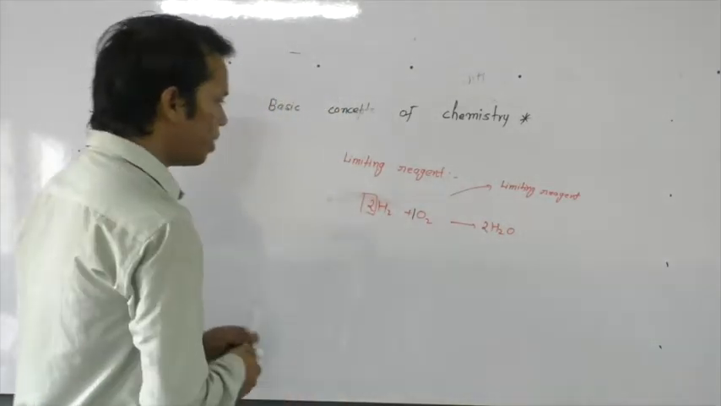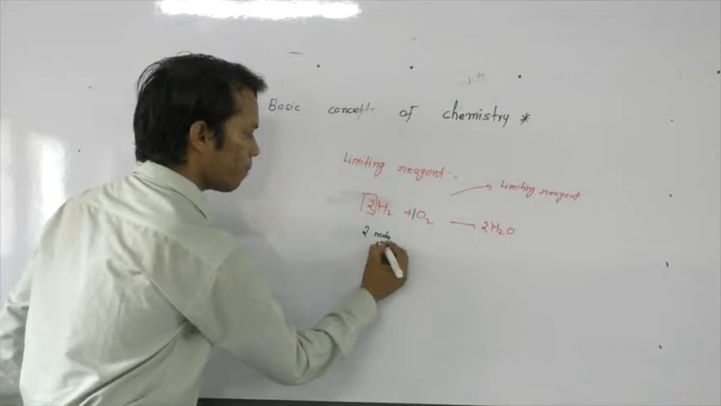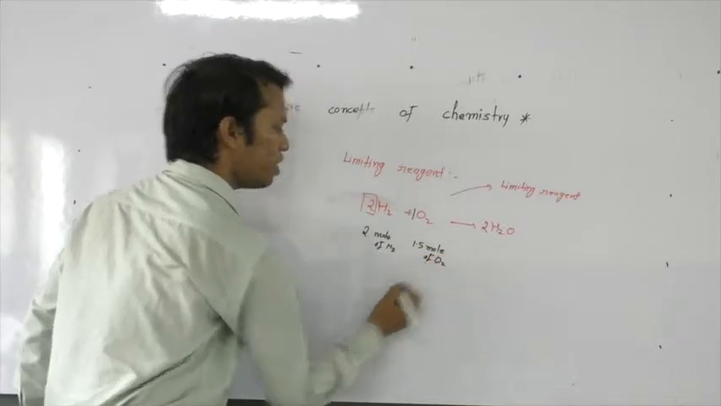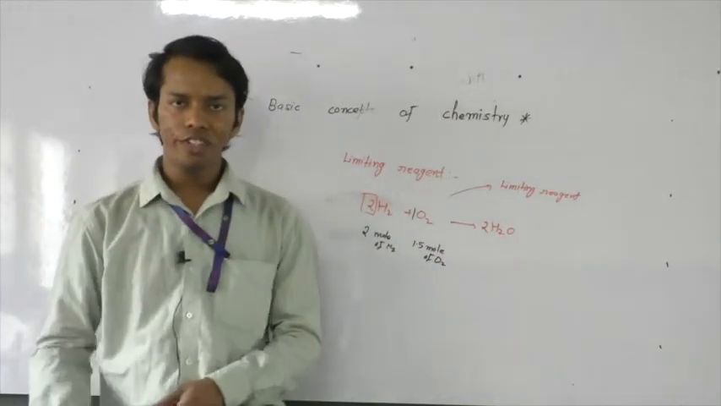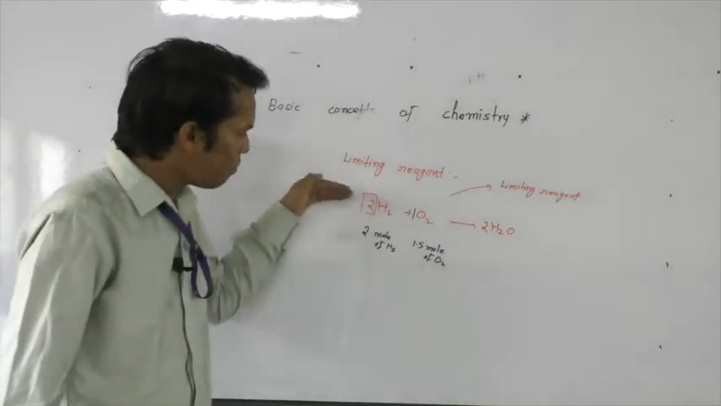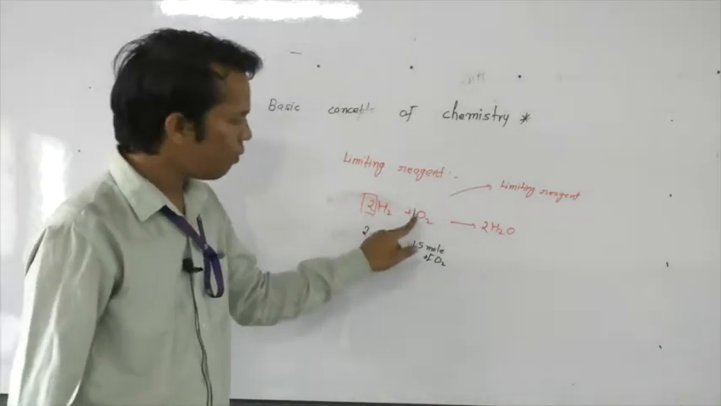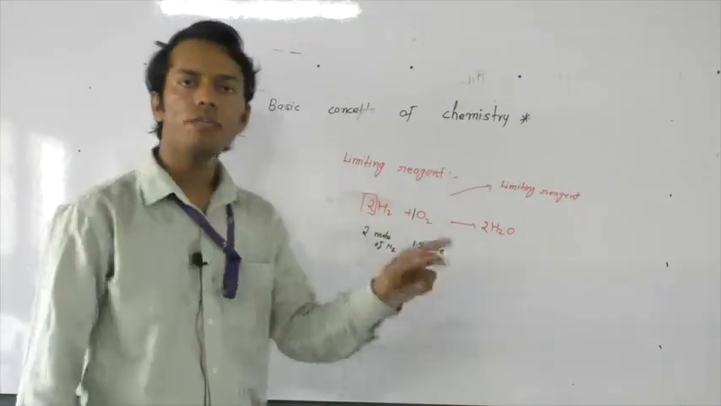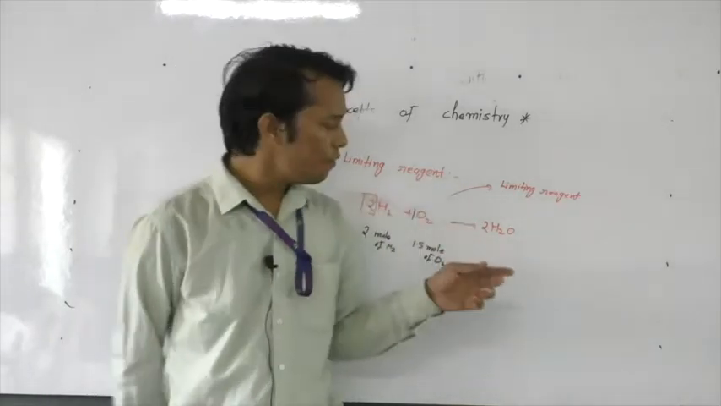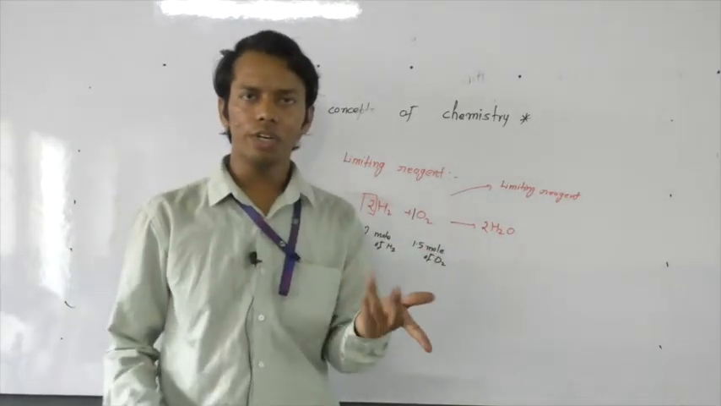Correct? Now what we will do, we will take 2 mole of hydrogen and 1.5 mole of oxygen. Correct? Now tell me which one is limiting reagent. I told you, first you write the balanced chemical equation, and then from that balanced chemical equation you have to think. See here 2 mole is there, here 1 mole is there. That means for 2 mole of hydrogen only 1 mole of oxygen is required. If you take more than 1, it will be excess reagent. If you take less than 1, it will be limiting reagent. Correct or not? It's very simple.